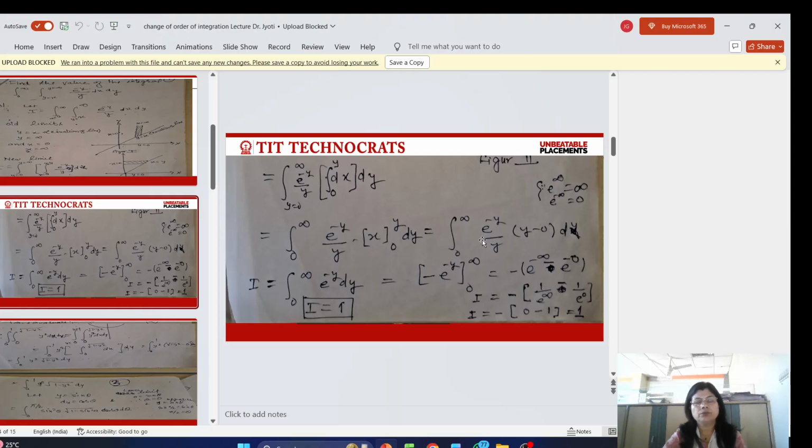So integration of 0 to infinity e to the power minus y upon y into y minus 0 dy, and after solving, integration of 0 to infinity e to the power minus y dy. Integrate e to the power minus y with respect to y, so we get minus e to the power minus y from 0 to infinity. We put in the limits, that is minus into e to the power minus infinity minus e to the power minus 0. So we get minus of 1 by e to the power infinity minus 1 upon e to the power 0. We know that e to the power 0 is 1, so that I is equal to minus into minus 1, that is 1.